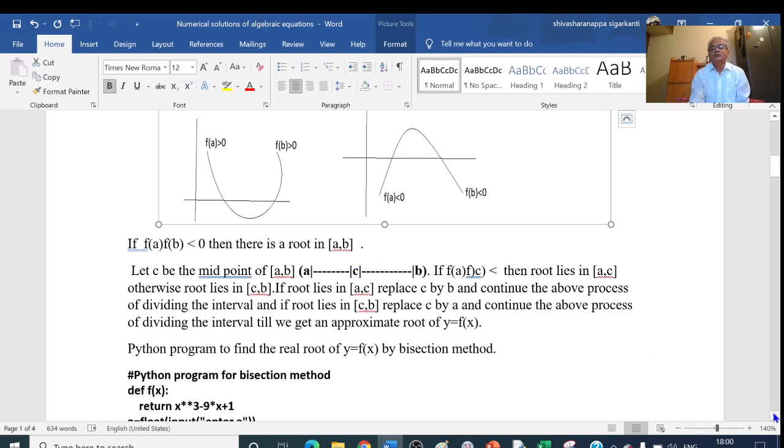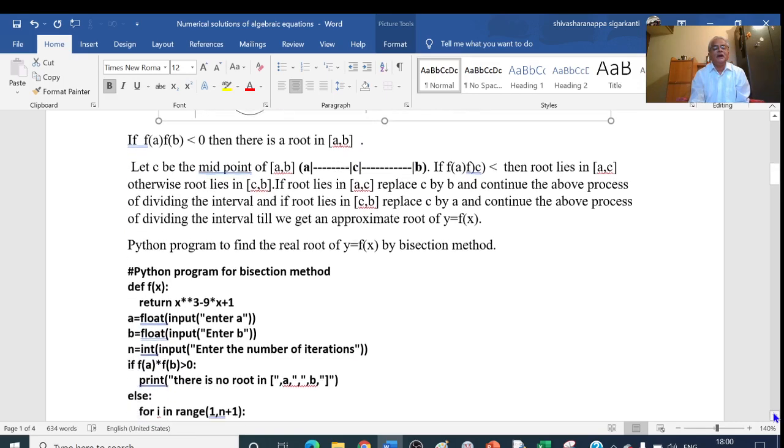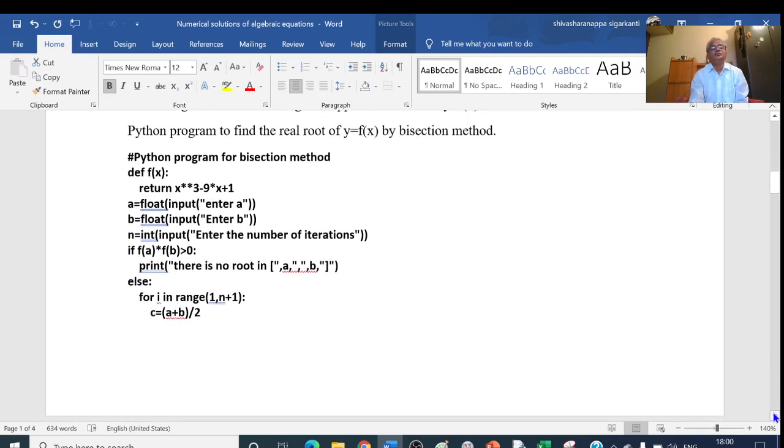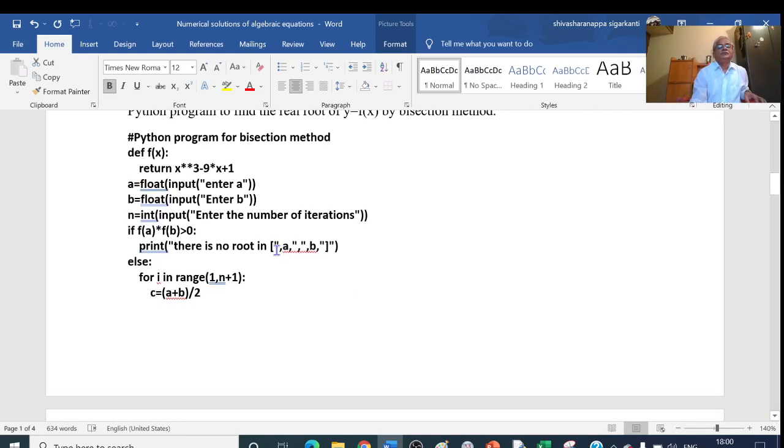Okay. So we write the Python program as follows. Suppose this is my equation. We have to find the root of the equation x cube minus 9x plus 1 equal to 0. First we define the function here: def f of x, return x cube minus 9x plus 1. Now here we have to input. What do we have to input? We have to input the value of a and b, that is, the lower limit and upper limit of the interval.